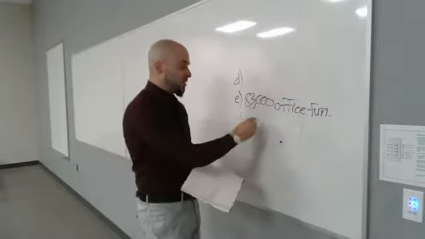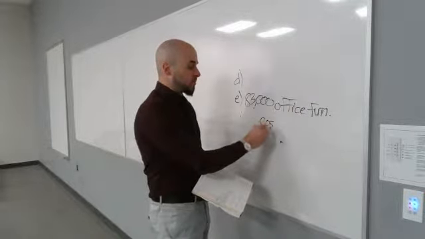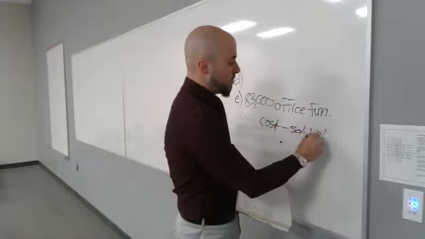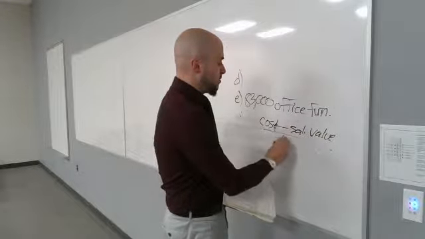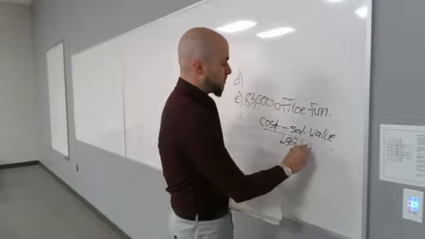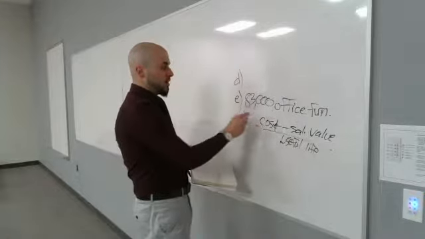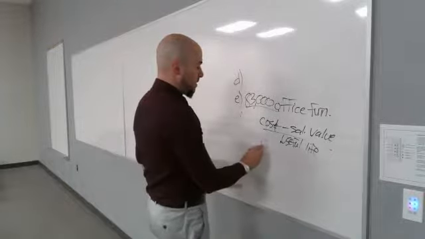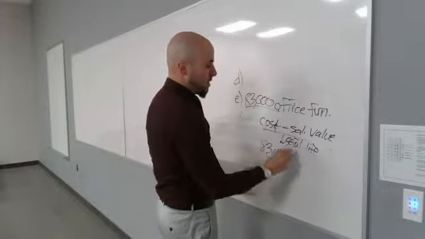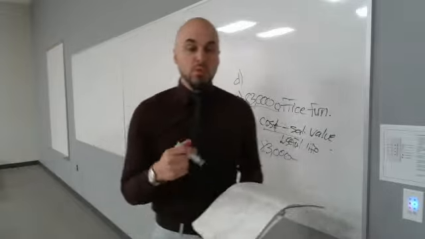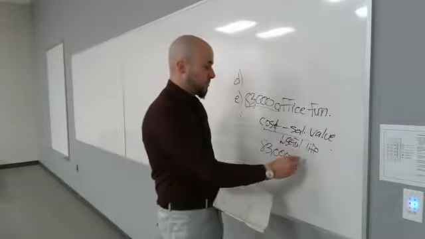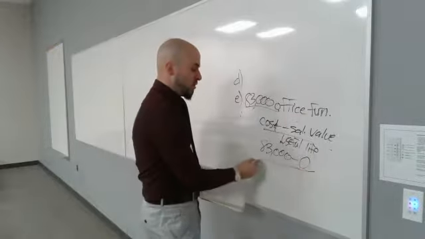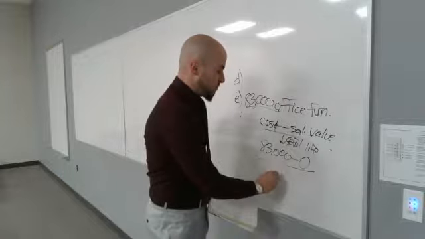If we take our formula, we take the cost minus salvage value over useful life. Plug in the numbers. What's the cost of the furniture? Here you go. $83,000. Minus the salvage value, it's telling us it's going to be worthless at the end of 2 years. So, 0 over useful life, 2.